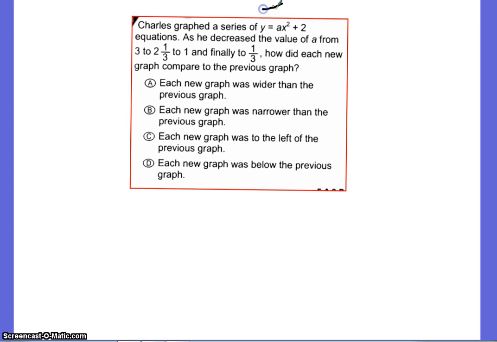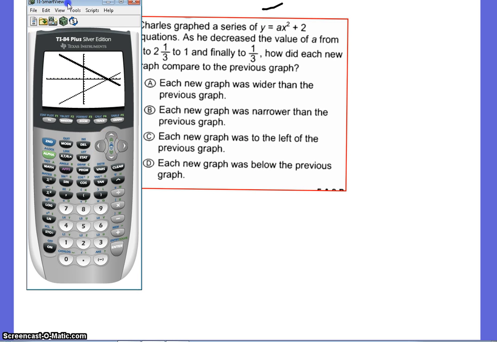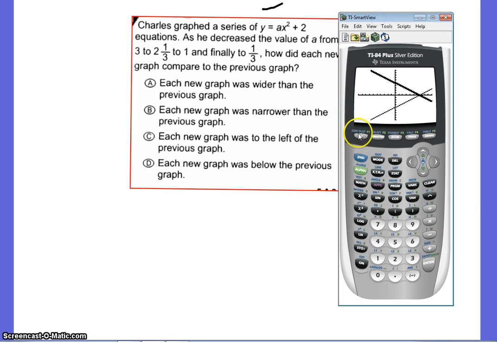But if you don't, what you want to do is go to y equals and put each of these equations in. So go to y1, and it's going to be 3x squared plus 2, because we put 3 in for a. 3x squared plus 2.